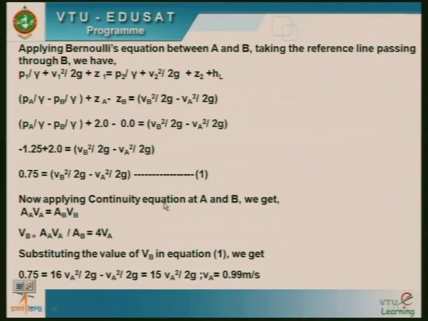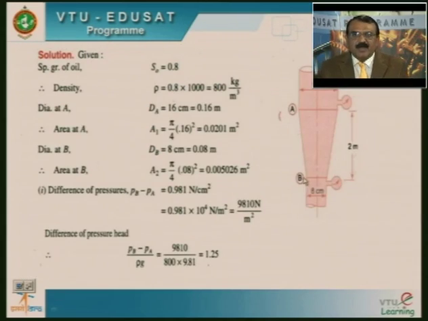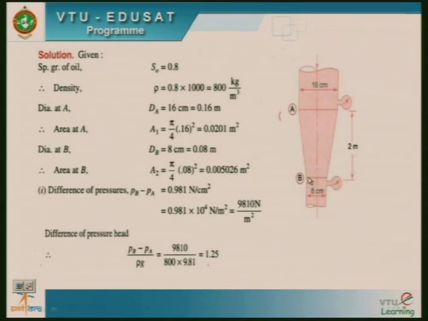Now, once you know the value of H, apply the Bernoulli's equation between A and B, taking the reference line passing through B. What is this B? Let us go back to this. I take this B line as the datum line, and I am going to apply the Bernoulli's equation between section 1 and section 2.